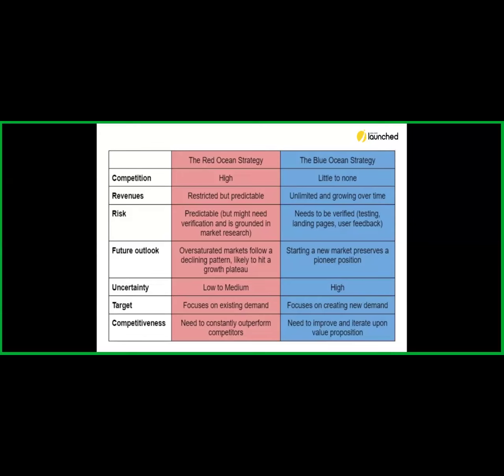So the future outlook is oversaturated markets in red ocean strategy. In the blue ocean strategy, starting a new market preserves a pioneer position. Pioneer position means the company which has entered into a particular sector first is going to earn the most profit.